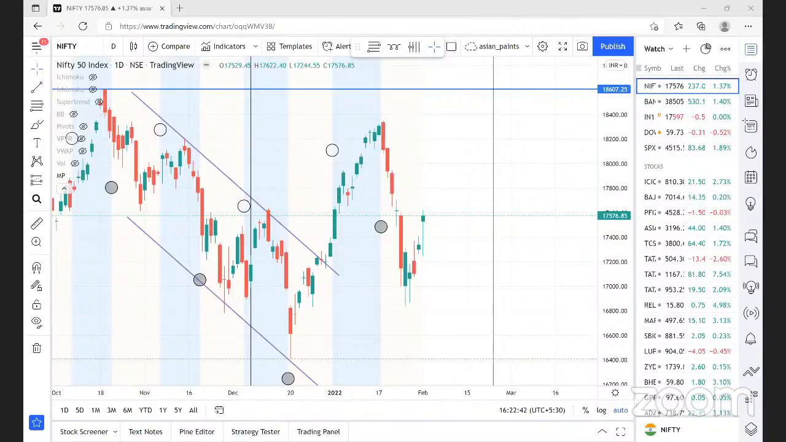And one more thing I want to add to the chart very clearly is that, just a second, let me just open up an Ichimoku cloud.